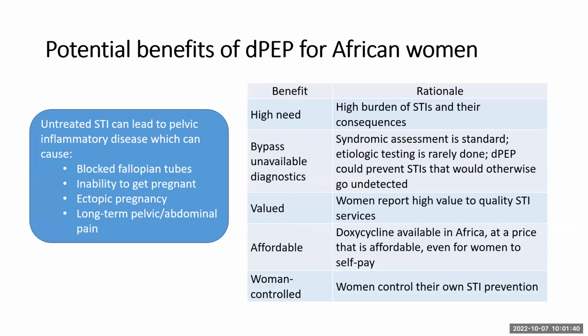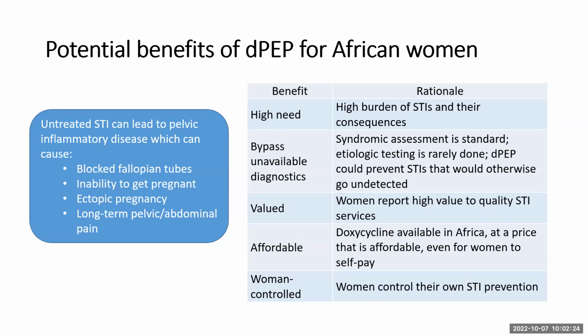Doxycycline post-exposure prophylaxis is going to be impactful for African women. First, because sexually transmitted infection is highly prevalent in this setting, and the consequences of untreated sexually transmitted infection are arguably substantially greater among heterosexual women when you compare to men who have sex with men. Second, the current standard of care for STI management in this setting is symptomatic, which has the risk of missing a lot of infections that do not present with symptoms. And therefore, dPEP has the potential to treat any STI that can be potentially missed by symptomatic management.